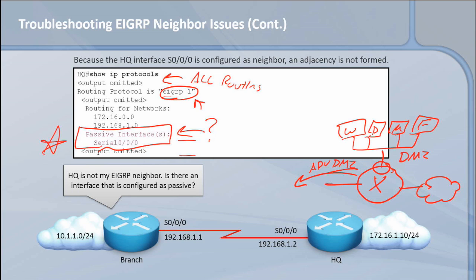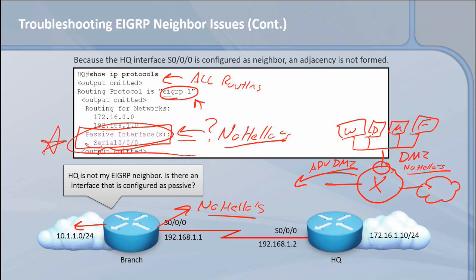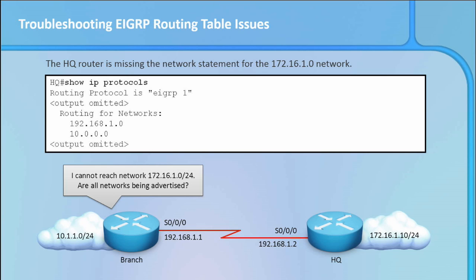That's what our network statement does. But I do not want to send hellos out that interface. So passive interface says no hellos. In other words, advertise the whatever this is, 192.168.1.1 network to other people in 10. Let them know it's over here, but there's no hellos being sent. If there's no hellos being sent, we can't form a neighbor adjacency. So we need to do a no passive interface on serial 0/0. All right.